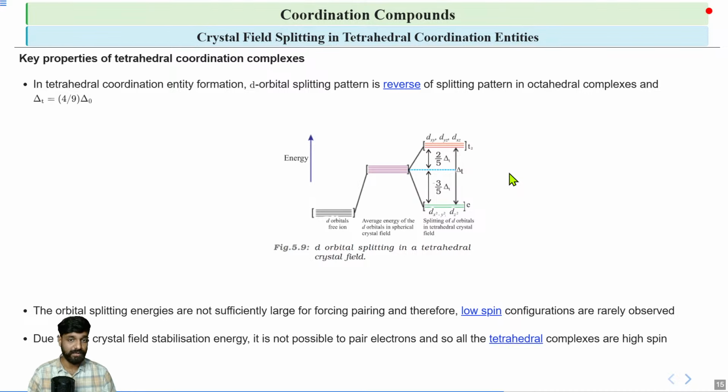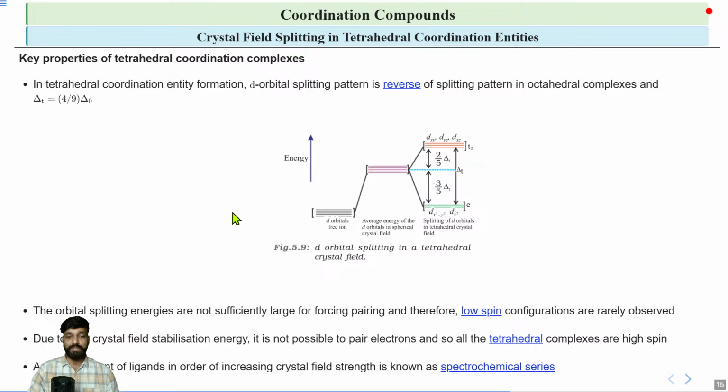Got it? Next point: as a result of this lower crystal field stabilization energy, which can be clearly seen here, if you compare the splitting energy of delta o and delta t, then delta t is very much less. It is 4 by 9. So as a result of this low tetrahedral splitting energy, pairing is not preferable, and hence it always forms a high spin complex.